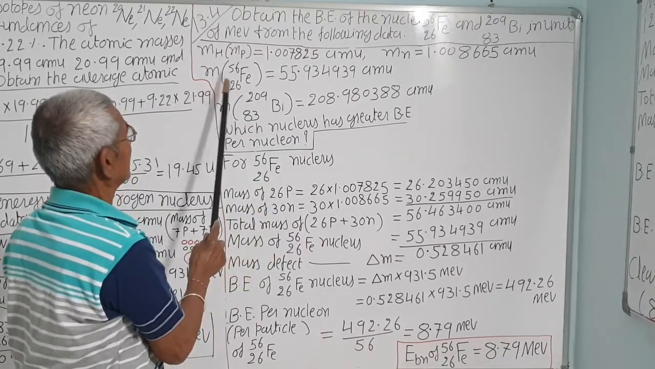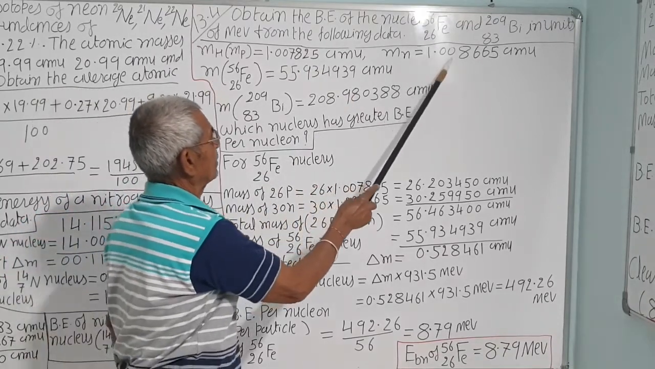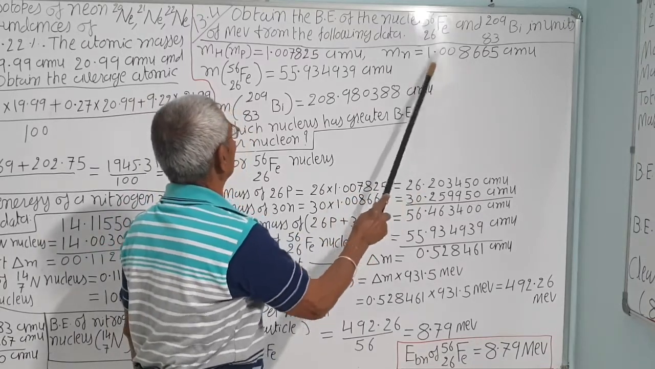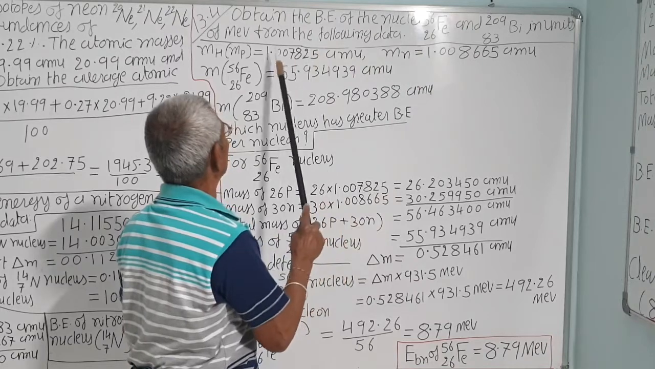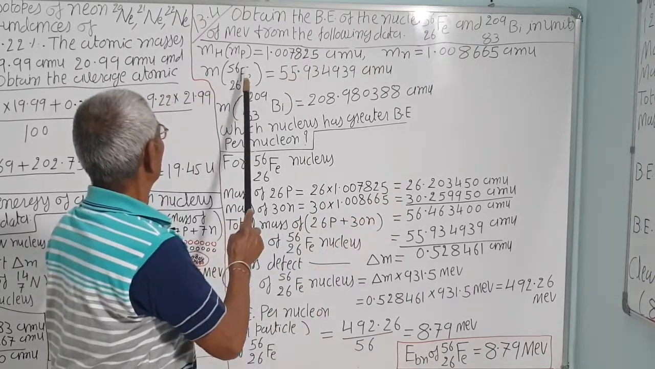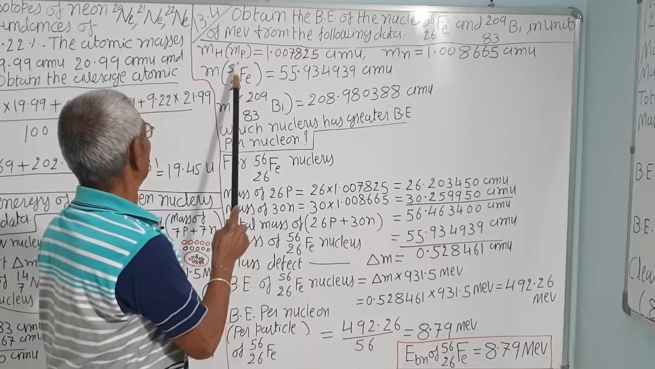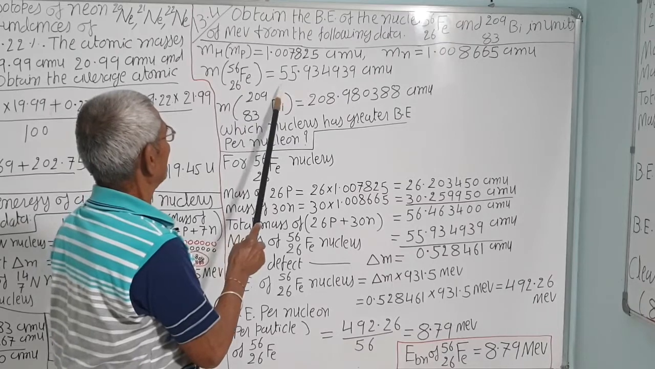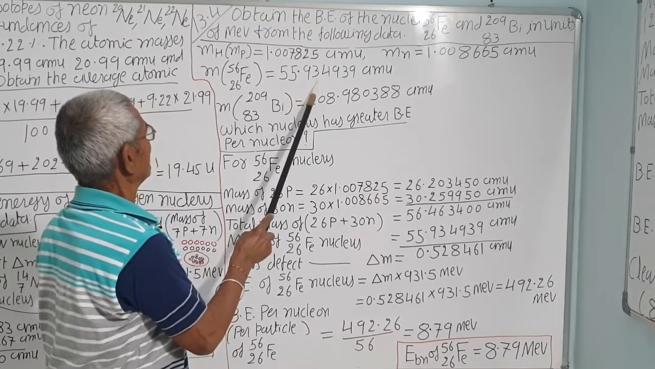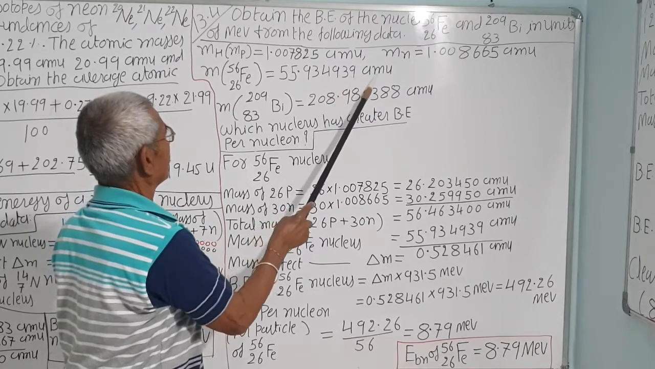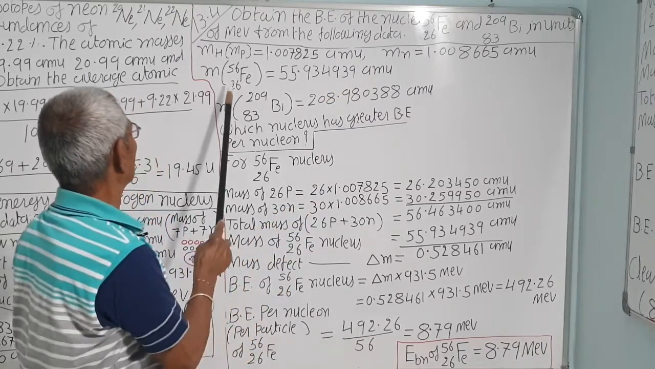Mass, correct? Mass of the neutron is 1.008665. The neutron is slightly heavier than the proton. It is 78, this is 86. And the mass of the iron atom, that is Fe 56 (26), is 55.934939 atomic mass unit. It will be roughly this.